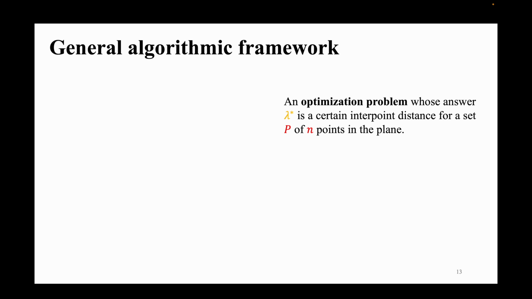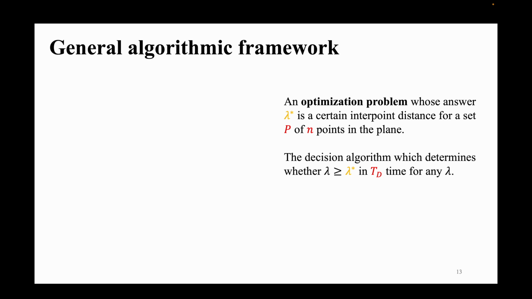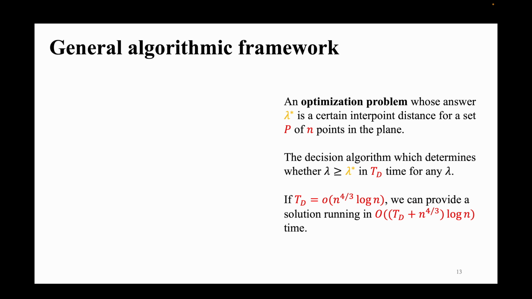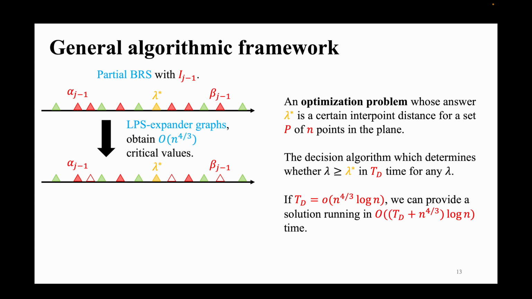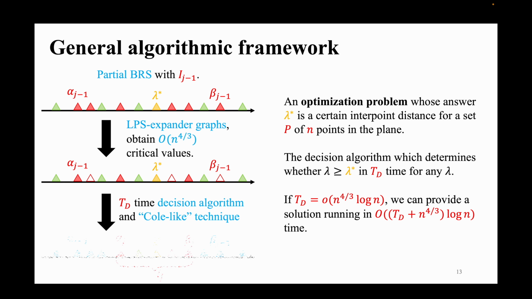We have combined our techniques with some other tools and obtained two algorithmic frameworks, which are very helpful for solving optimization problems whose answers are certain interpoint distances for a set of points in the plane. As long as the T_D time deterministic algorithm is available, the final solution will run in this amount of time. The basic idea is just replacing the deterministic algorithm in our new distance selection algorithm by the T_D time deterministic algorithm, following the workflow of performing the partial BRS, gathering critical values by using the LPS techniques, and doing binary search with the cole-like technique. Finally, we are able to find the desired value.